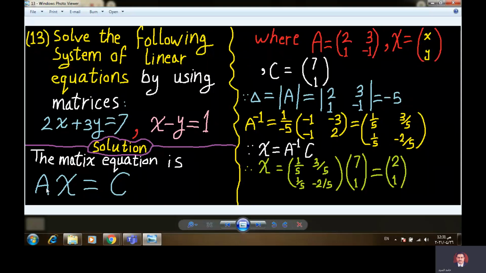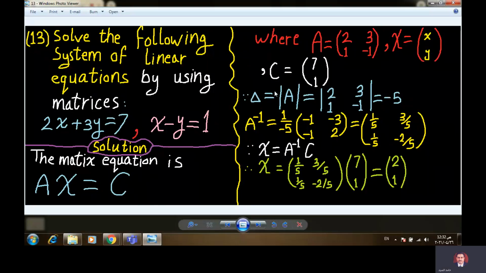A is a matrix of coefficients. X is the matrix of unknowns equal the matrix of the constants, where A equal the matrix of elements 2, 3, 1, and negative 1. X equal the matrix of elements x, y, which are unknown. C equal the matrix of elements 7 and 1, which are constants. 7 and 1, put them here.